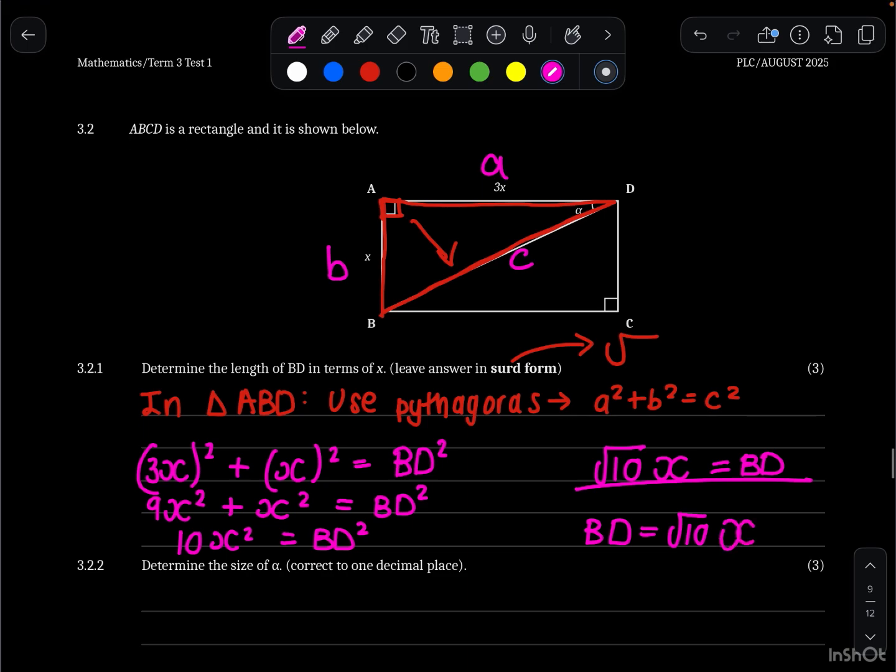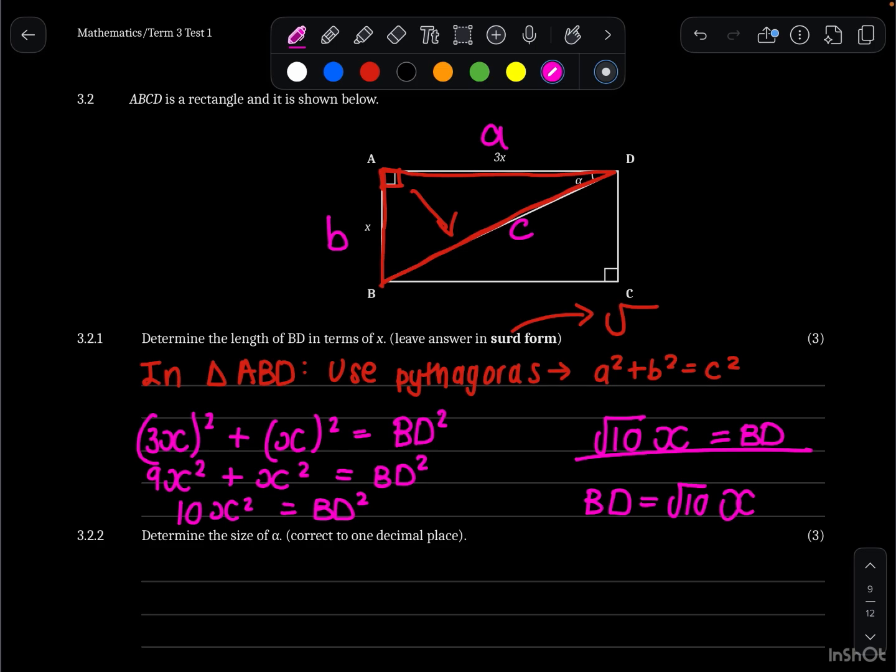And then determine the size of alpha. So this angle in here, correct to 1 decimal place. I think this is going to be a trig one. So we can use, let's just clear this up a bit here. Again, in this rectangle again.